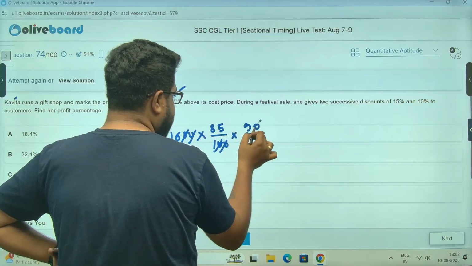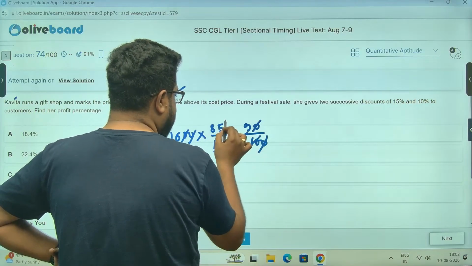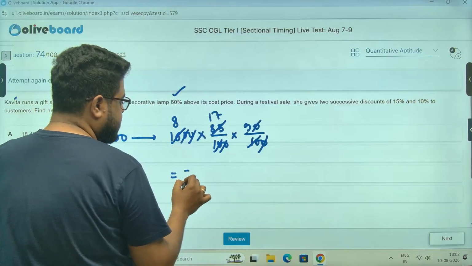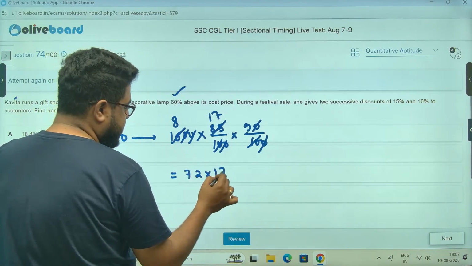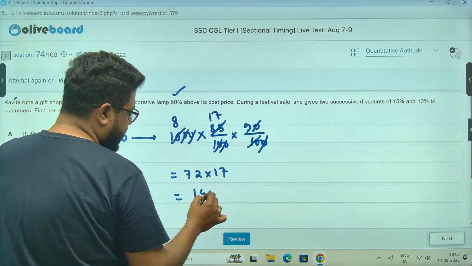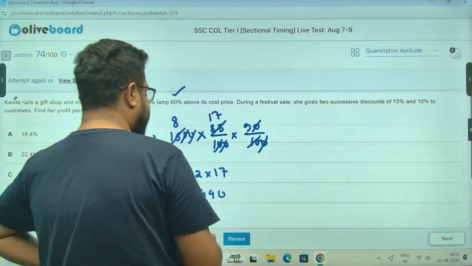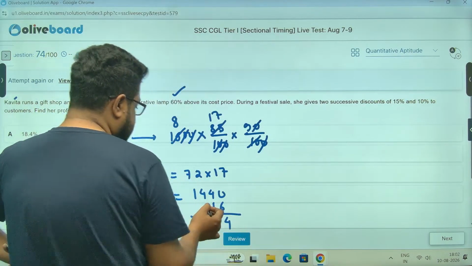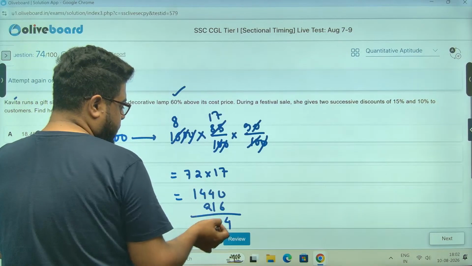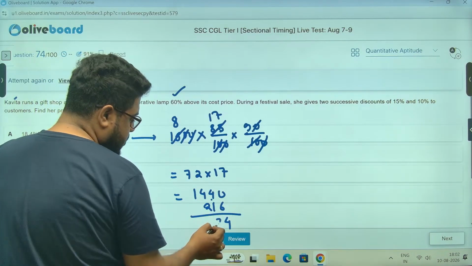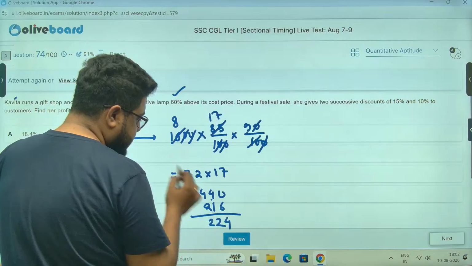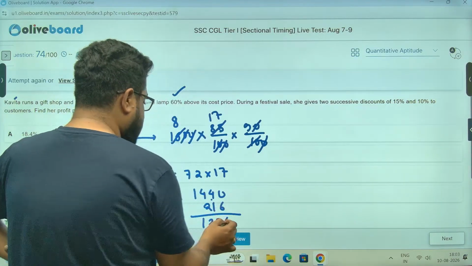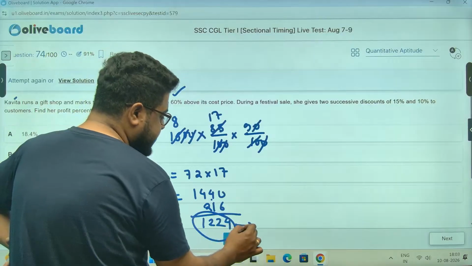00, 00, 10, 10. 5 17s are this, 5 8s are this. 72 into 17, sir. Bapre. 144.0 minus 72 into 3, sir, 216. So 4 here, 4 here, 4 here, 4 here, 2, 2, 2. Sir, 1224. 1224 is the SP, sir.